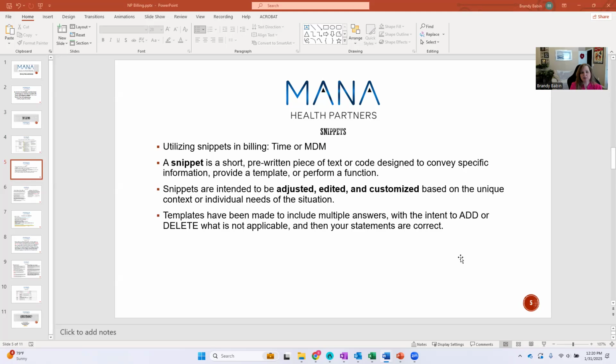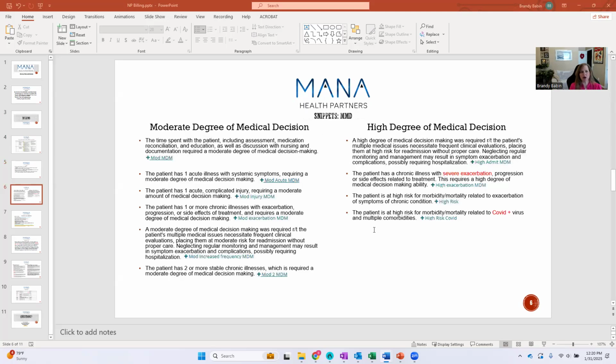Billing is especially important because we want to make sure that when we're doing the billing, the snippets that are already in there are based on the exact CMS documentation that's required. So we're just going to add to that and adjust it to make it applicable. Templates have been made to include multiple answers, and then the intent is to add answers or to delete non-applicable answers. So again, just remember, we're adjusting our snippets as we go.